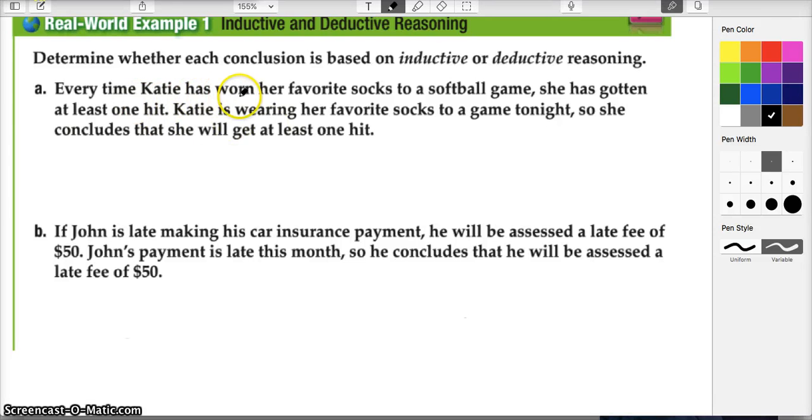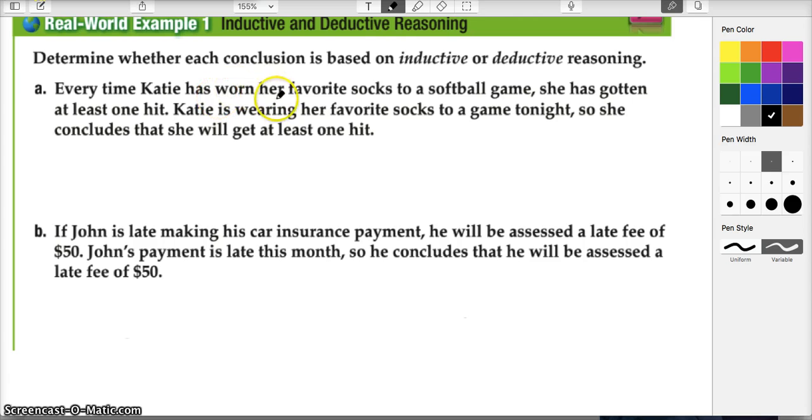Every time Katie has worn her favorite socks to a softball game, she has gotten at least one hit. Katie is wearing her favorite socks to a game tonight, so she concludes that she will get at least one hit. So Katie's coming up with this belief, right? She concludes she will get at least one hit. What is she basing this on? She's basing this on observations, right? Previous observations from her life. Every time she wore her favorite socks, she got at least one hit.